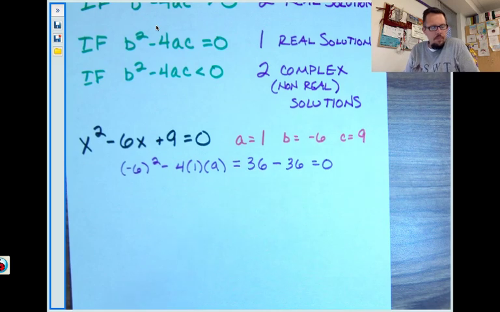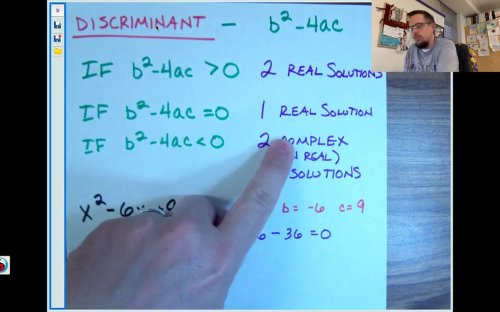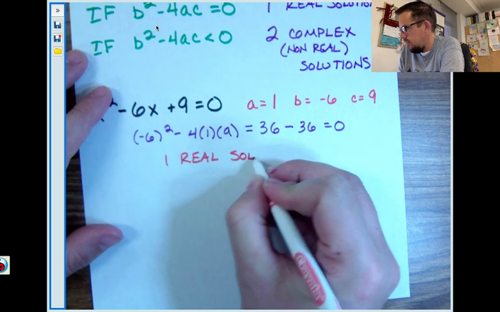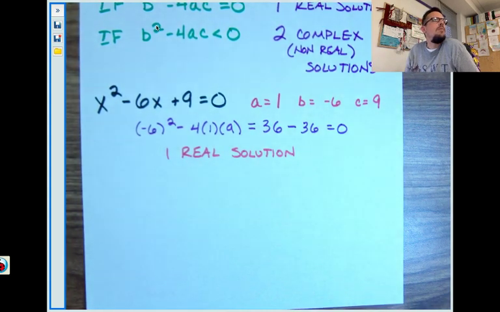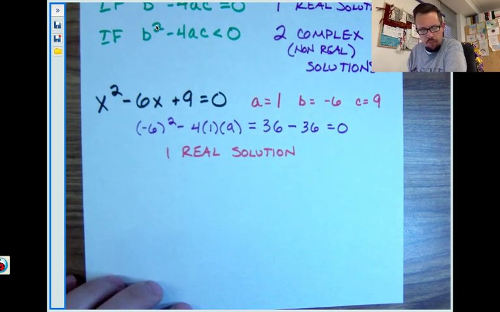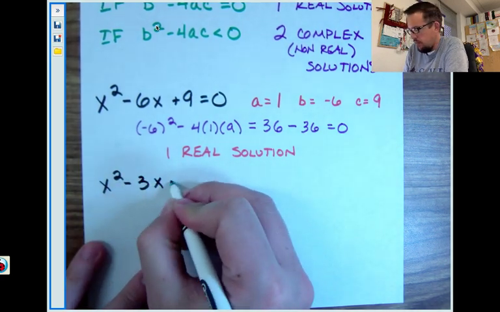What does that tell me? It's one real solution. If the discriminant equals 0, I have one real solution. So what if it starts off equaling 0? Like x squared minus 6x plus 9 equals 0. Does that tell us anything? No, all quadratics have to equal 0 before you can use the quadratic formula. We're talking just about the discriminant. The discriminant's the part that's in the square root, the b squared minus 4ac.